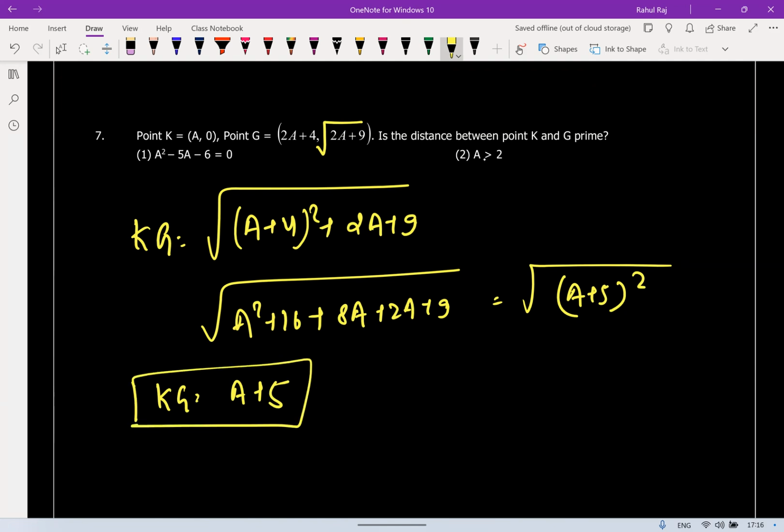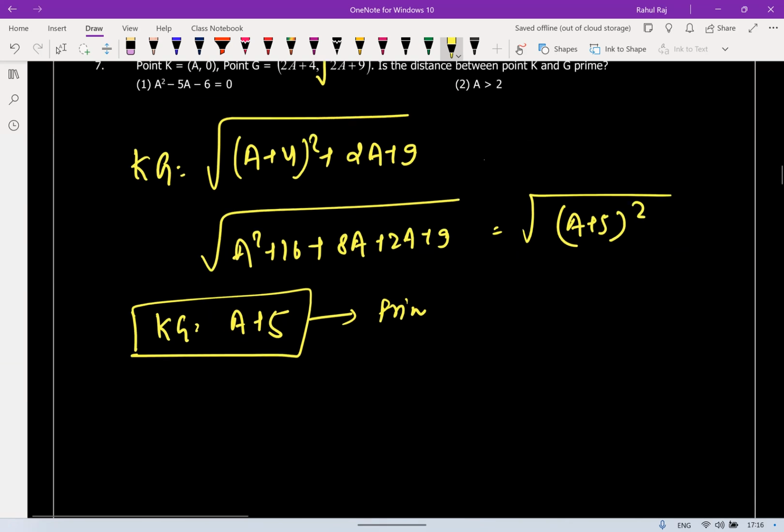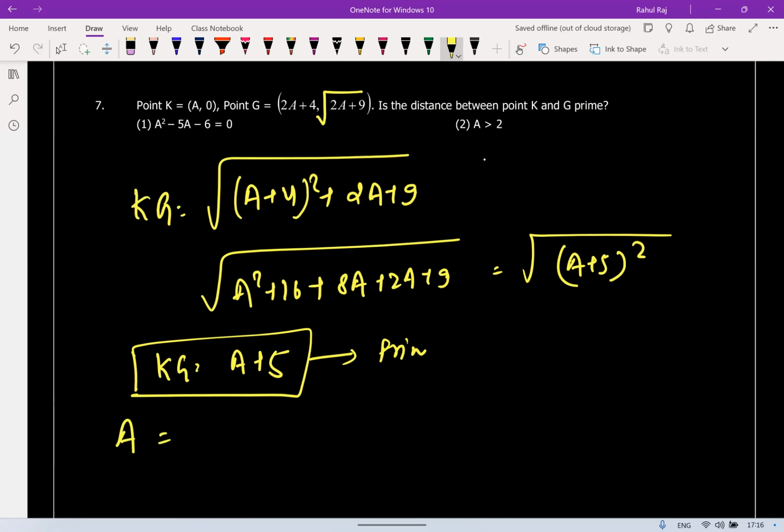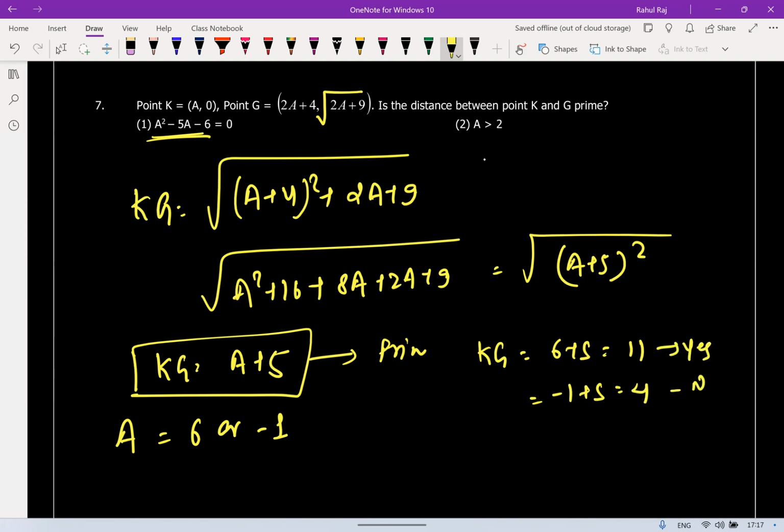Now they're asking you, is this number a prime number or not? And for this to be a prime, I need to know the value of a, or else how is that possible? Option number 1 says a can be 6 or -1, right? If you factorize this, you will get a is equal to 6 or -1. Simple, straightforward logic. Now, when you put a equal to 6, KG is 6 plus 5, 11, a prime number. And when you put minus 1 plus 5, that is 4, not a prime number. So I have a yes situation, I have a no situation, not sufficient.